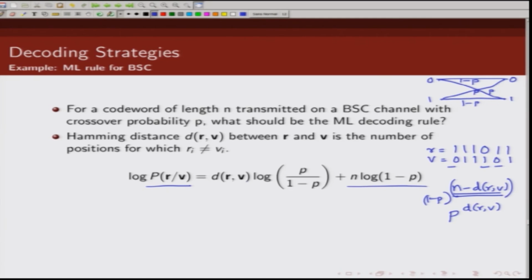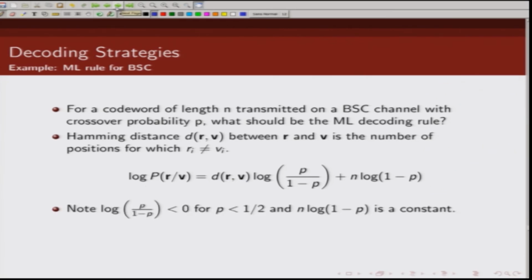In other words, we should choose a code word v in such a way that d(r,v) is minimized. When d(r,v) is minimized, then only minus d(r,v) will be maximized. So, that is what we are saying here. Log of p by 1 minus p is less than 0, so this will be a negative quantity. When you want to maximize a negative quantity, this term should be as small as possible, and this term does not depend on selection of v.